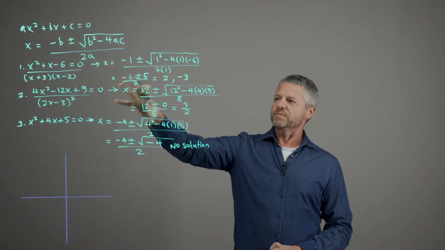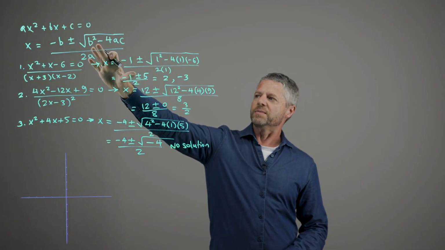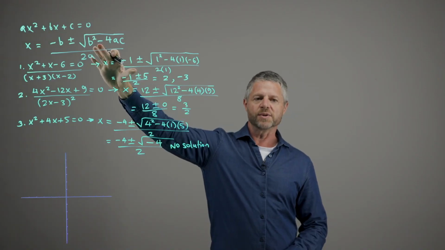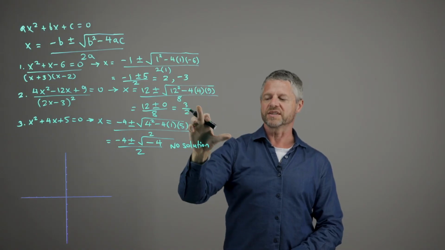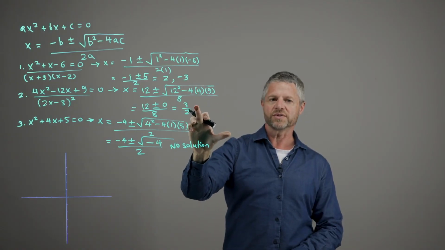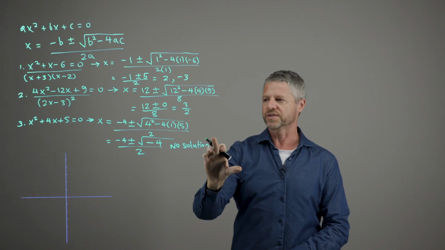So these examples illustrate how the discriminant plays a key role here. If it's positive, we end up with 2 roots. If it's 0, we end up with 1 root. And if it's negative, we end up with no roots.